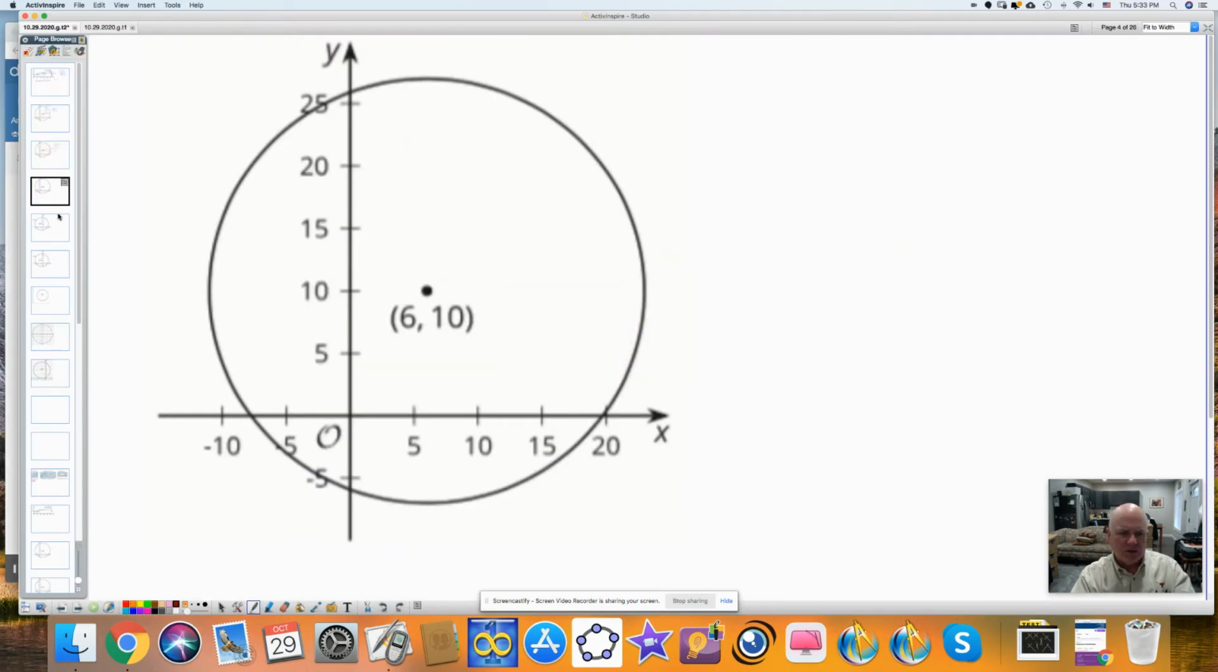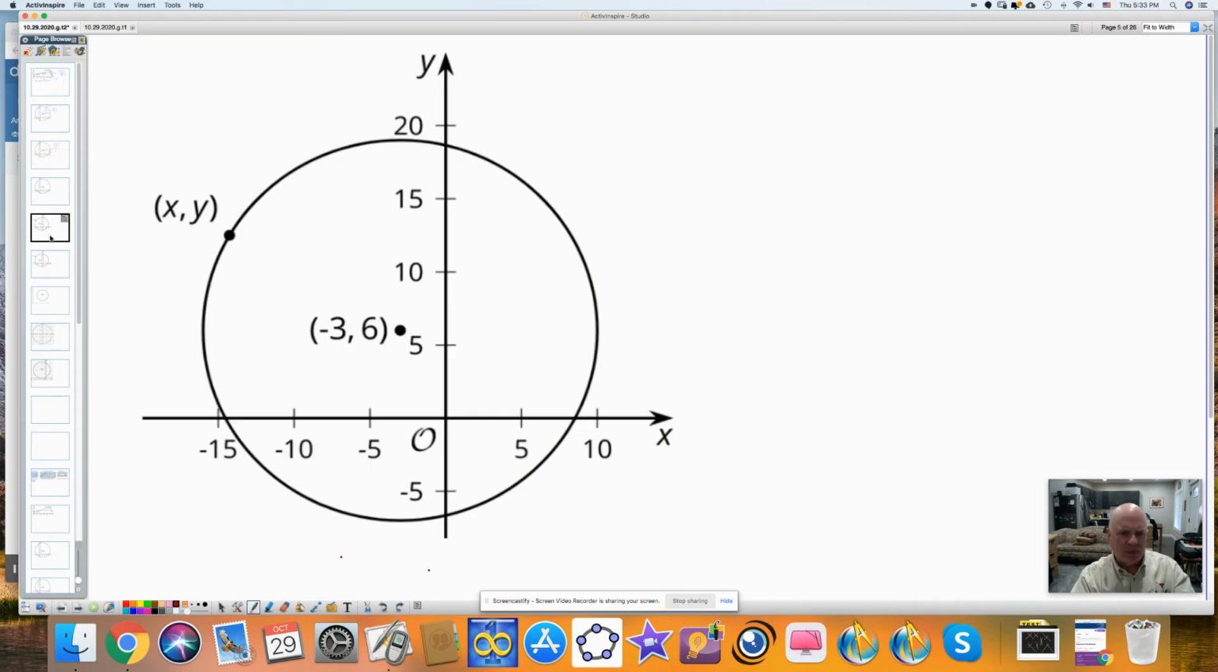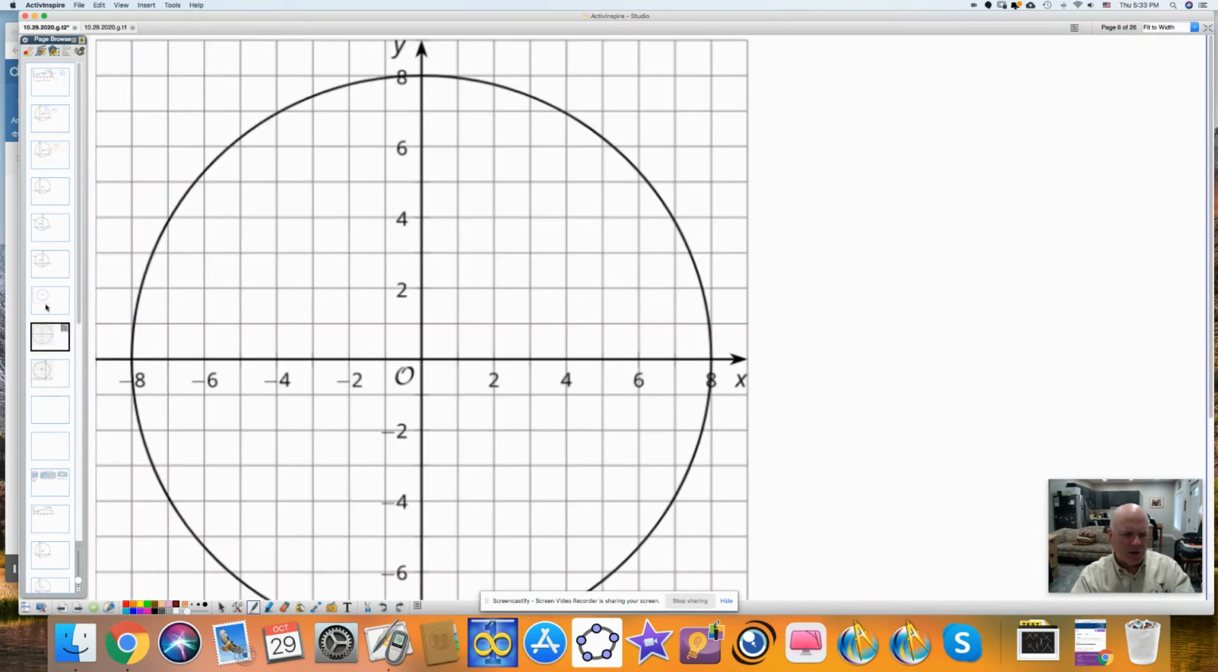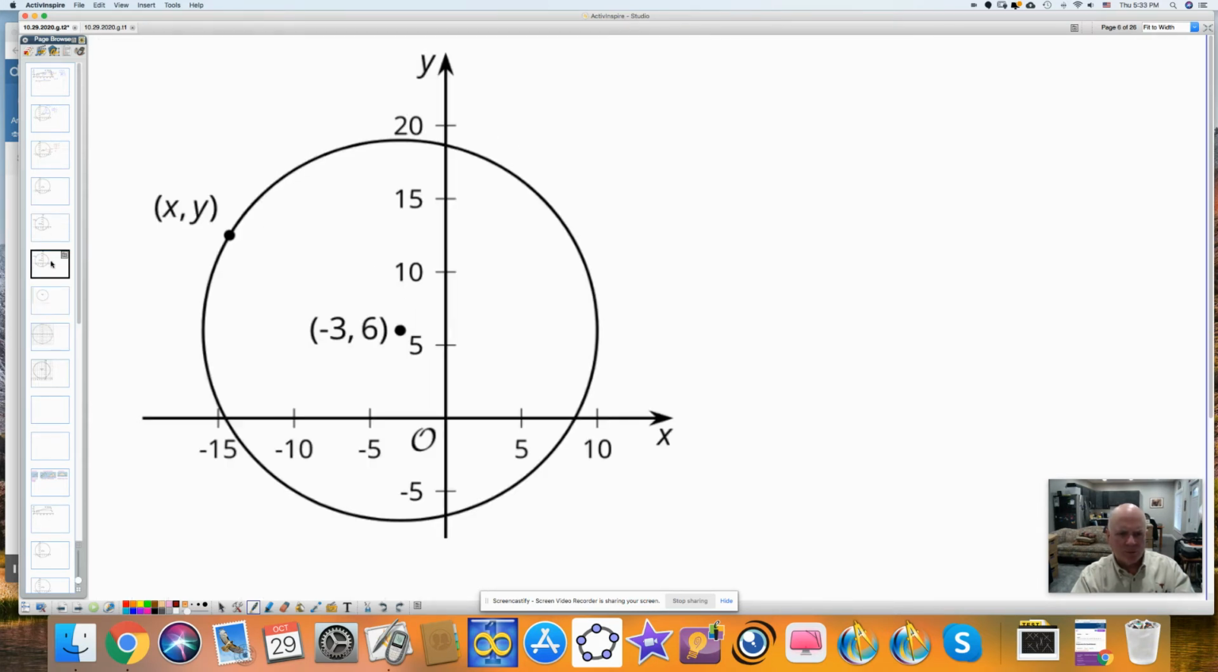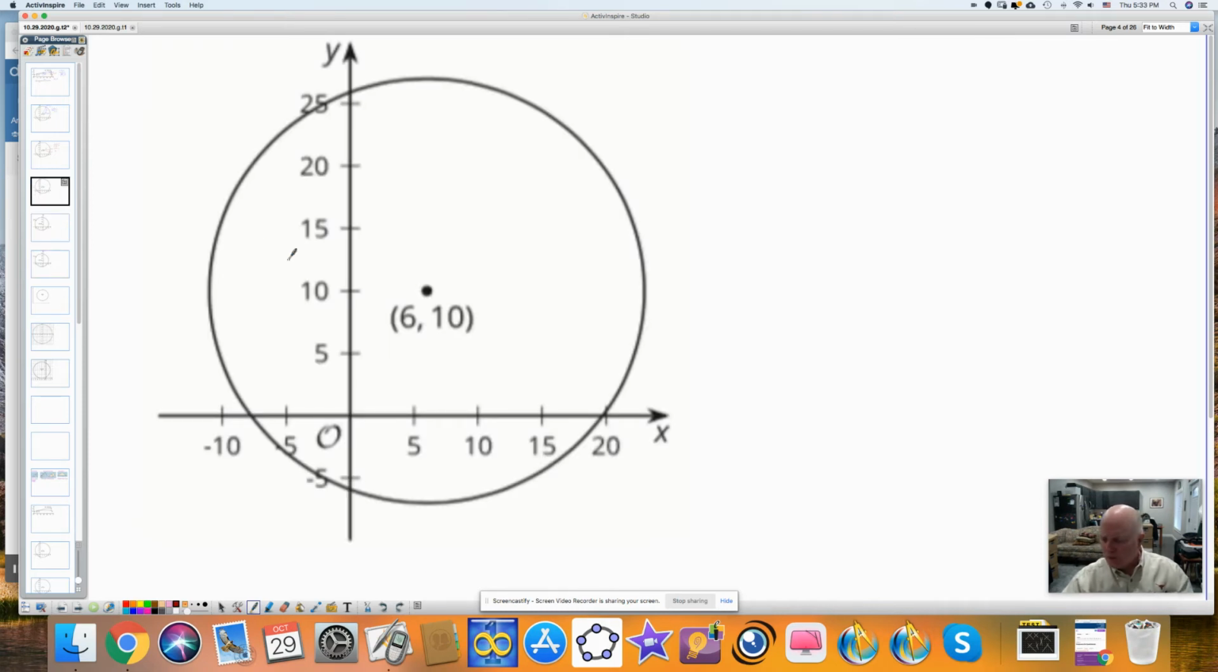So let's see if I can do this. I think I've already done it once here today. I'll just draw it on this circle. If I have a point x,y that is on the circle, to find this length, I'm going to find my values in this way. My x direction, this is x. My y direction, this is 10.